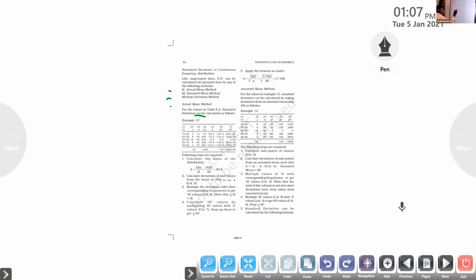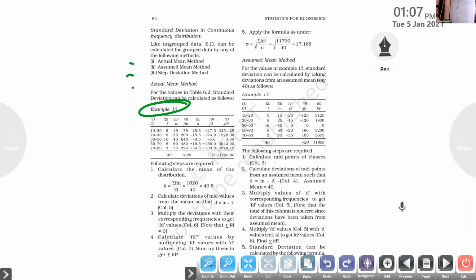Example number 13. Hope the screen is visible. Example number 13. Here, the actual mean method. First, we are going for the actual mean method. So already we know the equation to find the actual mean, that means x bar is equal to sigma fm divided by sigma f. This is the equation to find the actual mean. Okay, actual mean is x bar equal to sigma fm divided by sigma f. So the question is here.